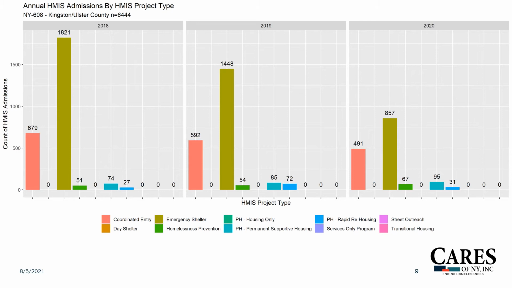Now, a couple other project types that we do see here is a slight increase in homeless prevention over the years, a slight increase in permanent supportive housing over the years, and these are annual admissions, and a very dramatic spike in 2019 for rapid rehousing projects that went away in 2020.